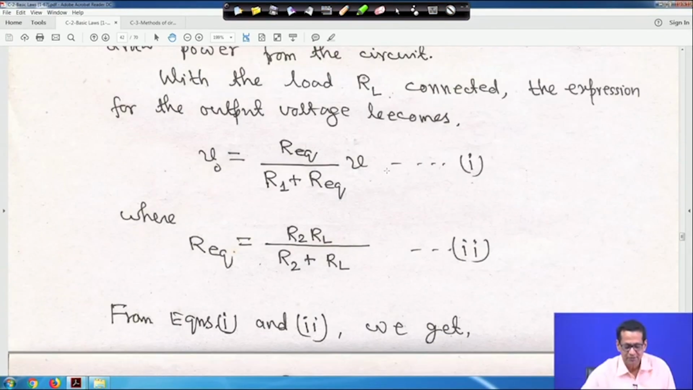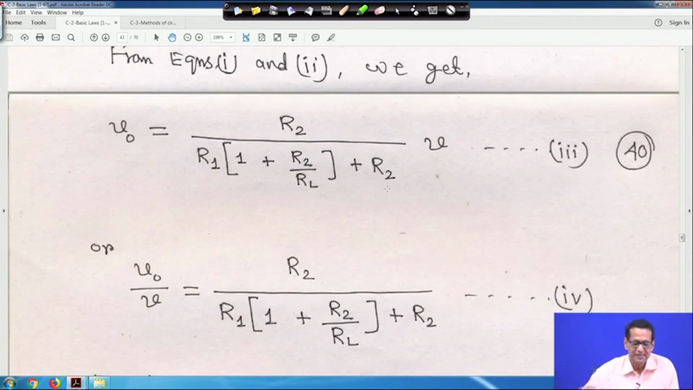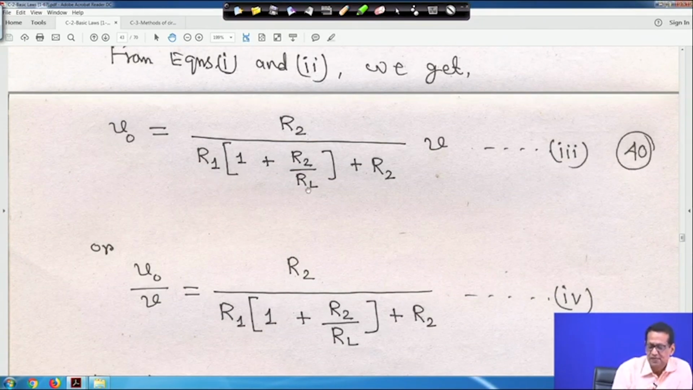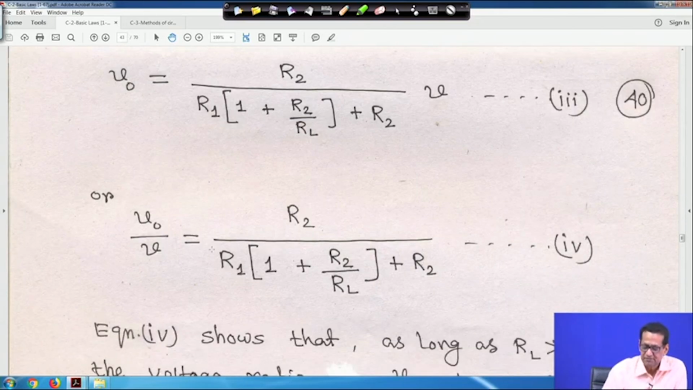From equations 1 and 2 you will get: here Req we got as R2 RL upon R2 plus RL, and you substitute Req in the numerator and also in the denominator R1 plus Req, and simplify a little bit. If you simplify, we can write in this form that V0 is equal to R2 divided by R1 into 1 plus R2 upon RL plus R2 into V. This is equation 3. Taking the ratio V0 by V, that means dividing both sides by V, it becomes R2 upon R1 into 1 plus R2 upon RL plus R2.